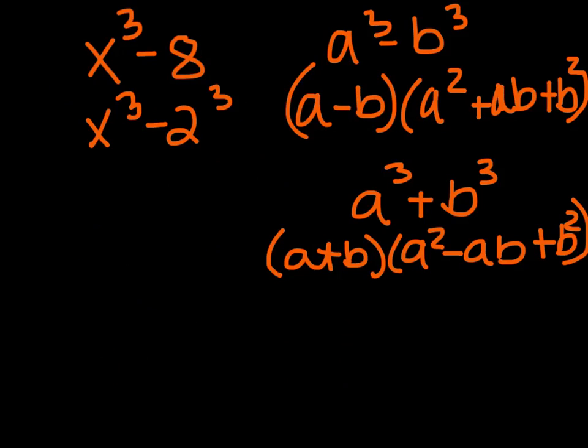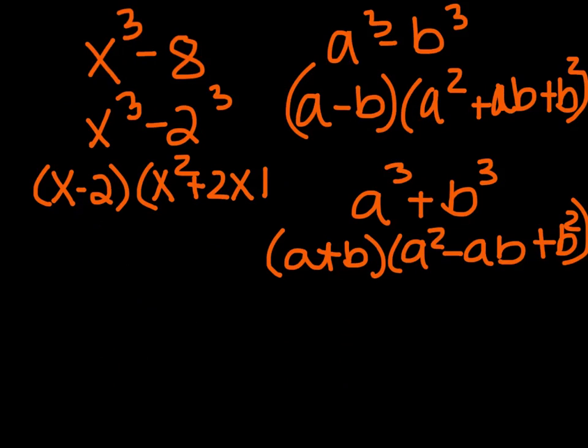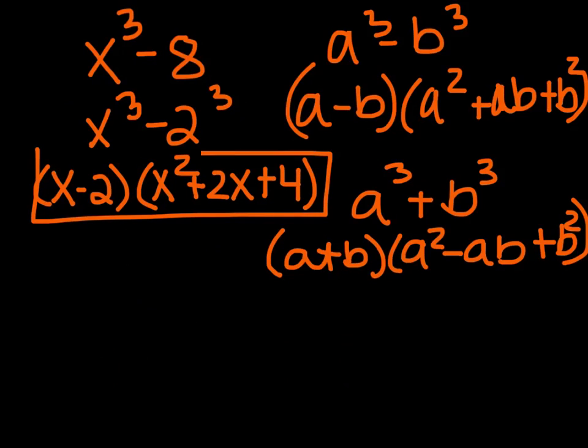There is no sum of squares. There is a difference and sum of cubes, but there's only difference of squares. So in this particular one, we would factor it to x minus 2, and then a squared would be x squared, plus ab, so plus 2x, and then plus b squared. So if b is 2, then 2 squared is 4. And that's your factored difference of cubes. I'm not going to do an example of the sum of cubes, but it's just the same thing. You have to look at the formula and know it.